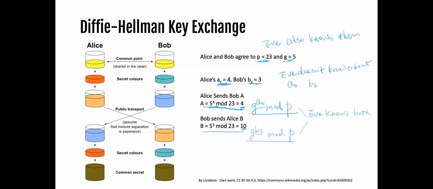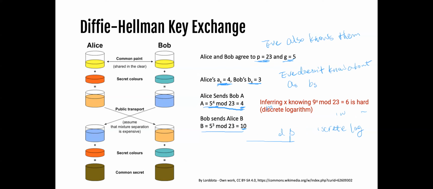Let me say this again. This is called discrete logarithm. Okay. And I show this here. I'm going to erase this so that you can see this red sentence. So inferring X, knowing the exponential value modular a particular value, is known to be hard. So there's no way for Eve to infer that.